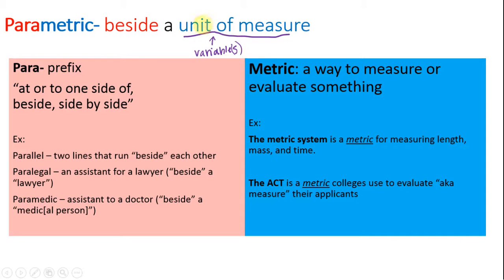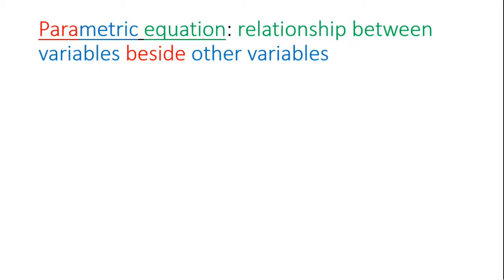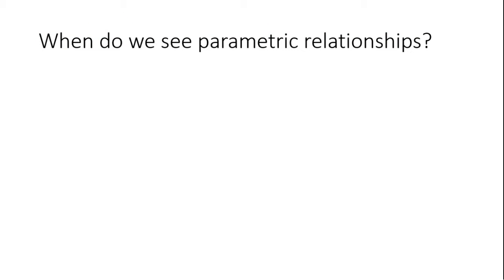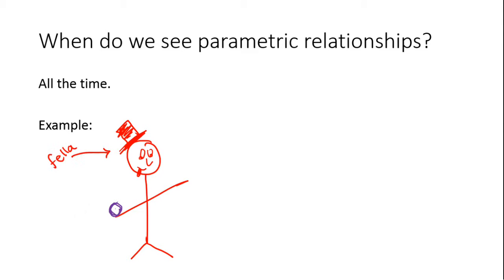Units of measure are commonly called variables. A parametric equation then would just be a relationship between variables beside other variables. When do we see parametric relationships? All the time. For example, we have this fella who's about to throw an orb or a ball or whatever.